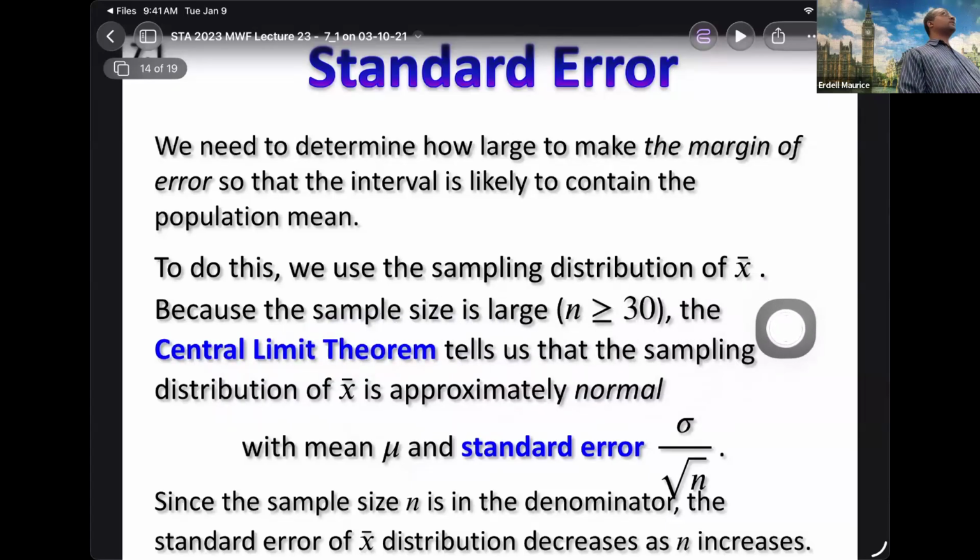Questions there? So again, instead of using the standard deviation, we use the standard error instead, which is to take the standard deviation and then divide by the square root of the sample size. Questions there?